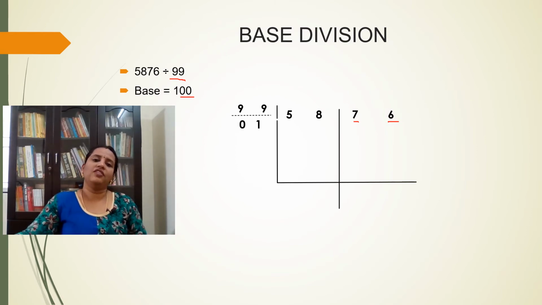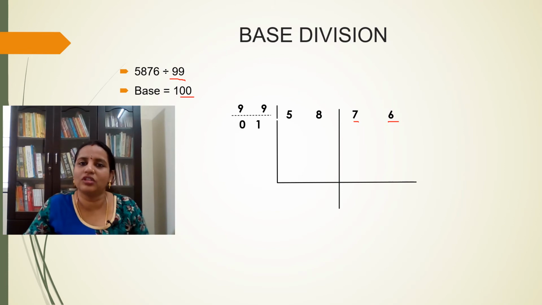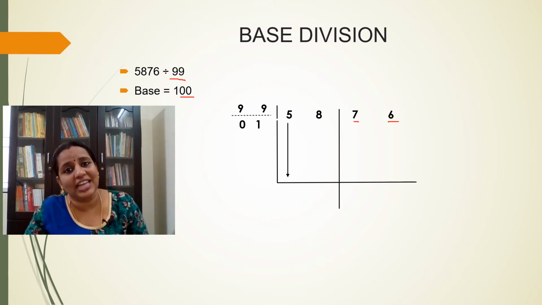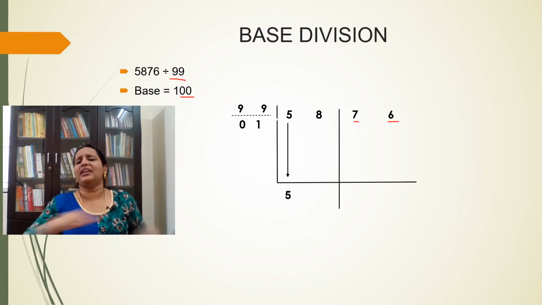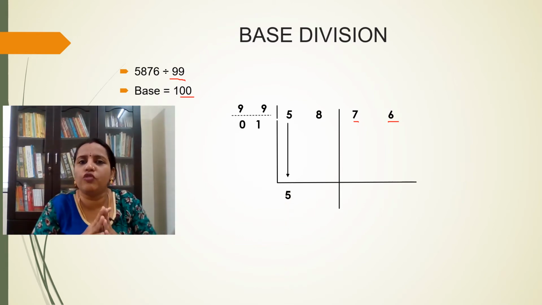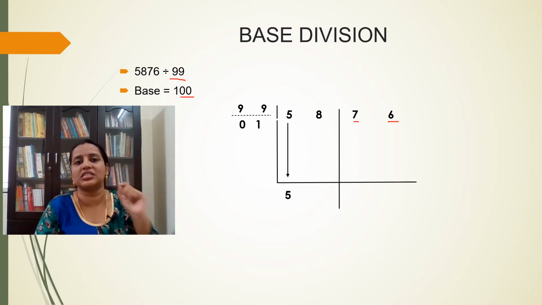Next, the solution. For the first step of my solution, I have to bring the first digit of the dividend directly down. So it's 5 here. I'm going to bring that 5 directly down. Whatever the first digit of your dividend, let it be anything, don't worry about it. Bring that first individual digit down. That would be the first digit of your quotient.